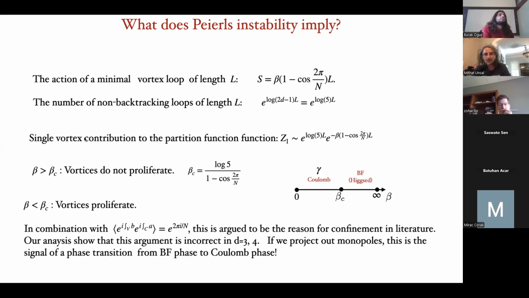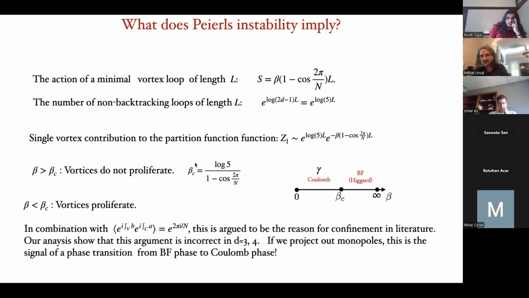Now, if you write down the single vortex contribution to the partition function, it will be this action versus entropy. You see that if beta is larger than some beta critical, this Boltzmann suppression wins. Hence, the vortices do not proliferate. This is the BF phase. The vortices are very short. They are dilute. Here, there are these loops of various kinds.